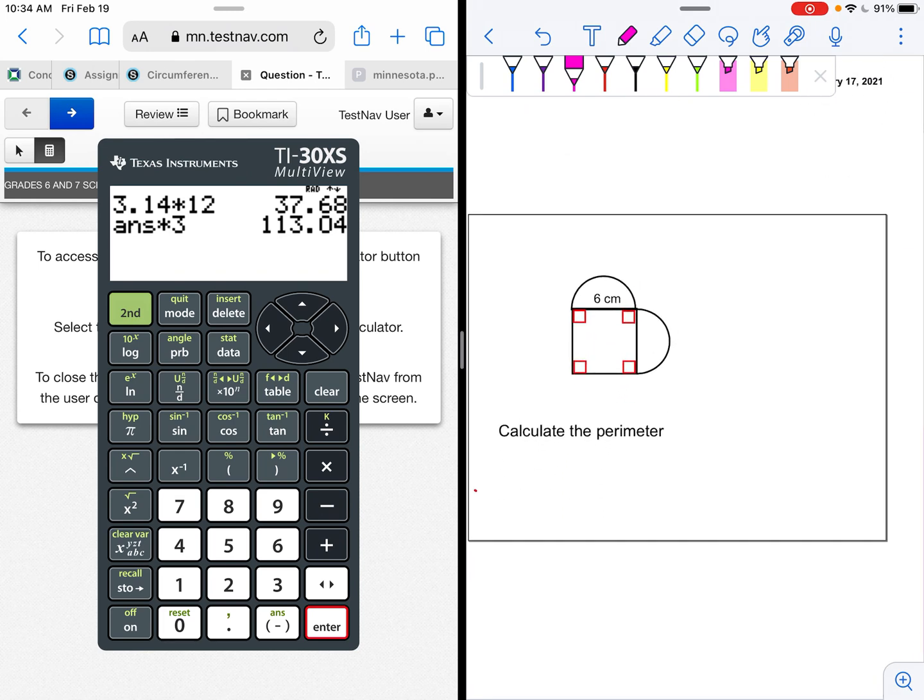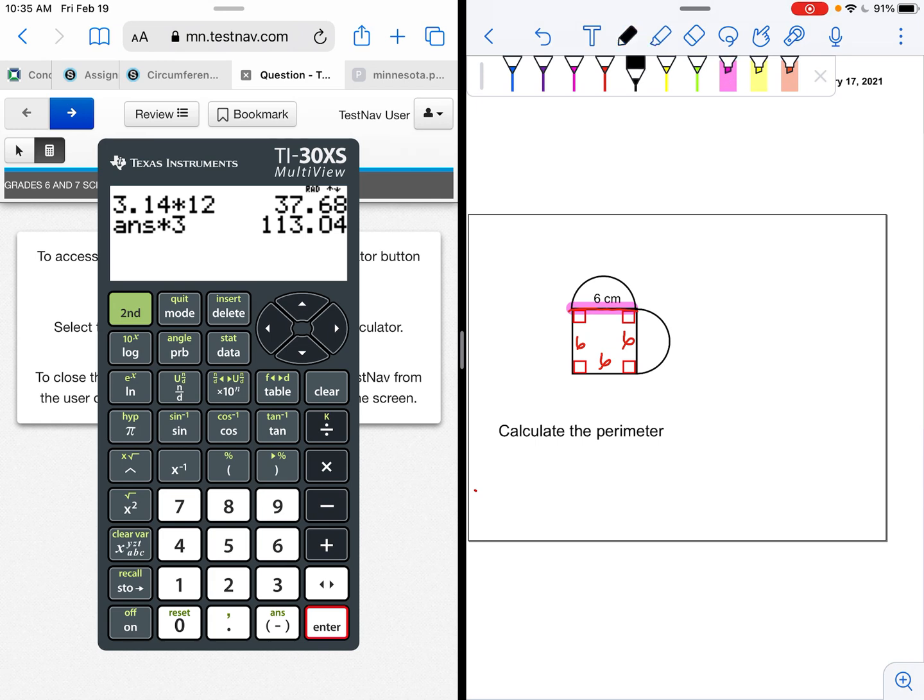The last one here is a composite figure. And if you look at this figure, what it really is is a square with a circle that's been cut in half attached to 2 sides. So it doesn't look like I have very much information for this, but I really do. Because if this is 6, so is this, this, and this, because that's a square. And actually 6 then becomes the diameter of my circle.